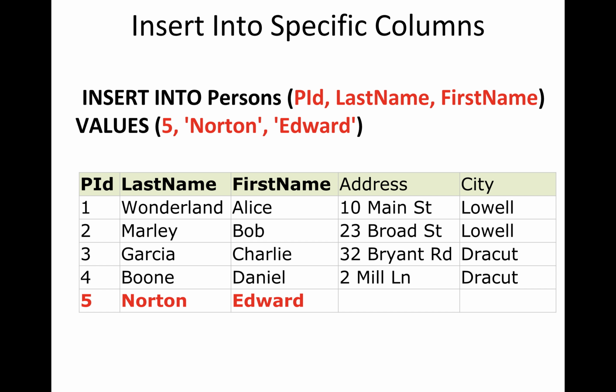You don't have to specify all the fields. If the fields are not required, you can just skip over them. For instance, here, presumably address and city were not required, right? They can have null values in there. So we are just inserting 3 of the 5 fields in here.